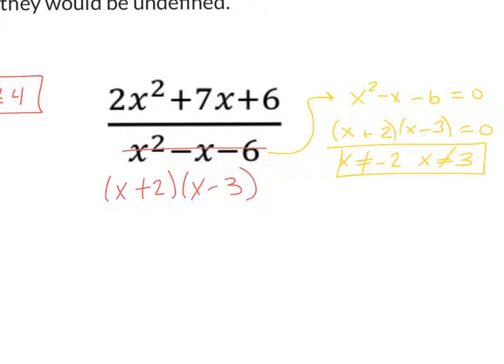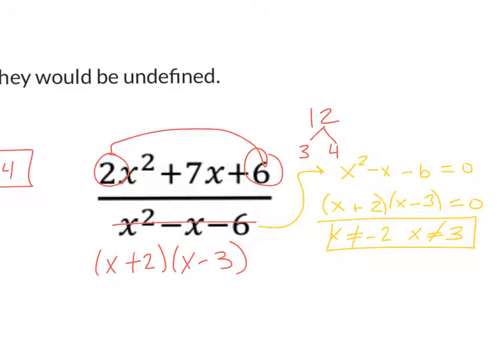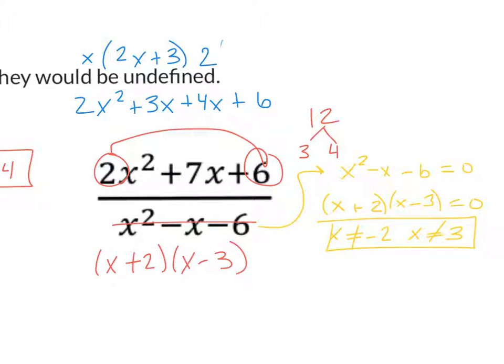The top is going to be a little bit more work because if you notice, there's a 2 here and there's no GCF that can be taken out. So I'm going to do 2 times 6, which is 12. And I'm going to think of factors of 12 that add to 7. So that'll be 3 and 4. So I'm going to have to use grouping in this case. So it'll become 2x squared plus 3x plus 4x plus 6. I can take out a GCF of x and be left with 2x plus 3. And I can take out a GCF of 2 and be left with 2x plus 3 again.